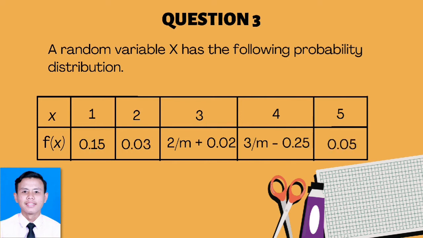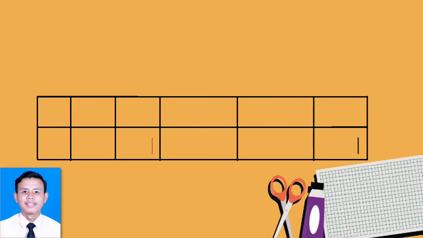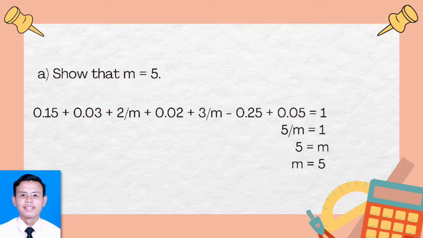I will explain the solution for question 3. The question is about a random variable X that has the following probability distribution, and that is the table of the question. For A, the question asks to show that the variable m is equal to 5. The way to solve is that the total of the probability distribution in the table must equal 1. So I make an equation that adds all the probabilities and equals 1. Solving it properly, we get the value of m is equal to 5.